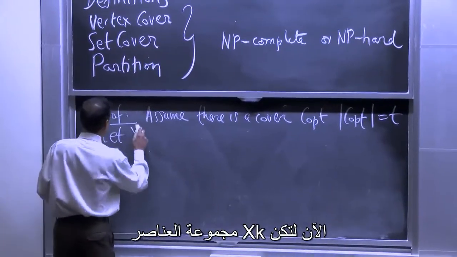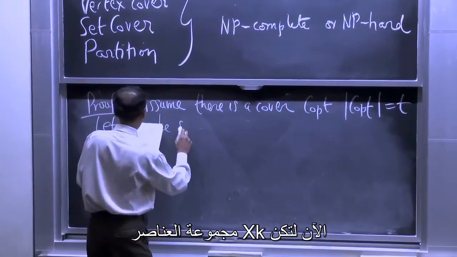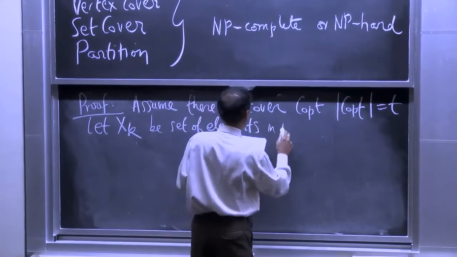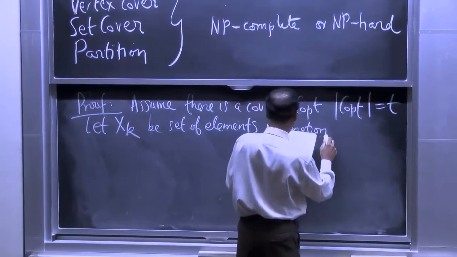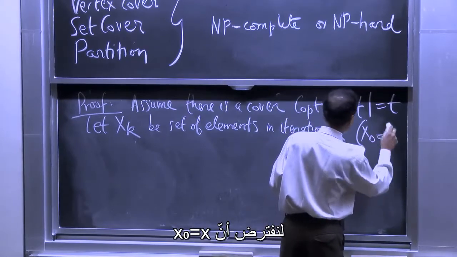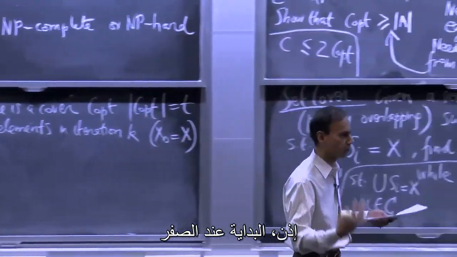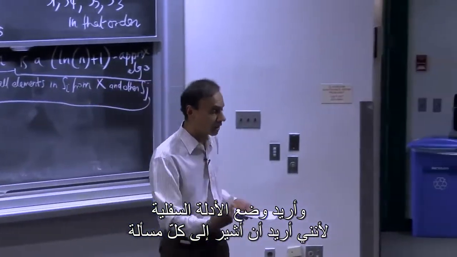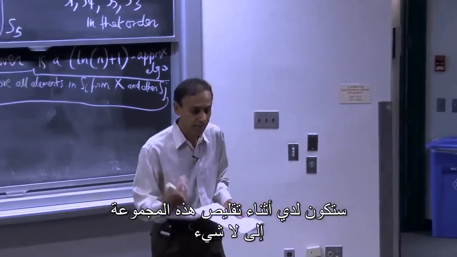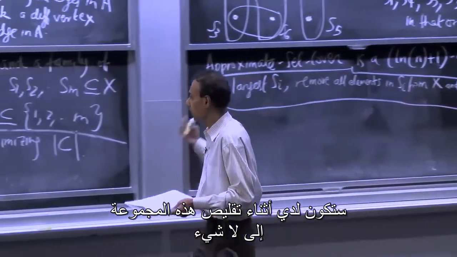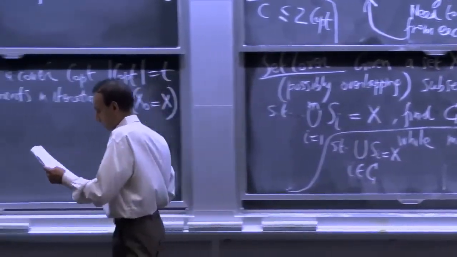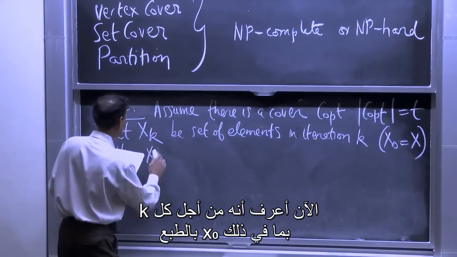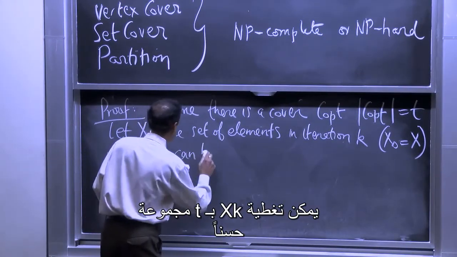Now let x of k be the set of elements in iteration k. And let's assume that x0 equals x. So initially I'm at 0, and I want to subscript this because I want to point to each of the problems that I'm going to have as I shrink this set down to nothing. Right? Now I know that for all k, including of course x0, xk can be covered by T sets.